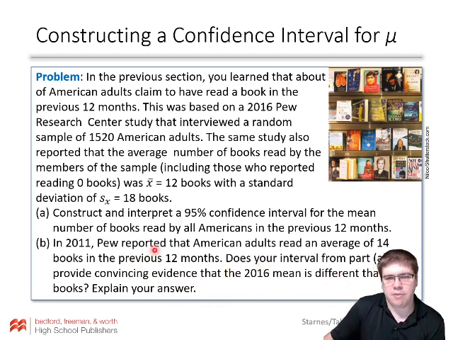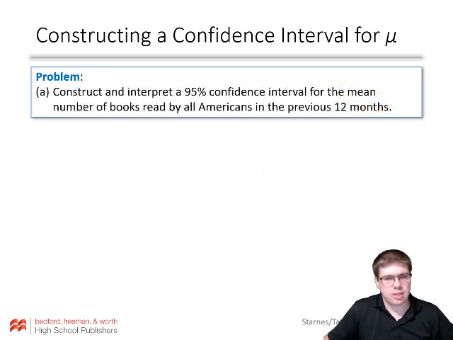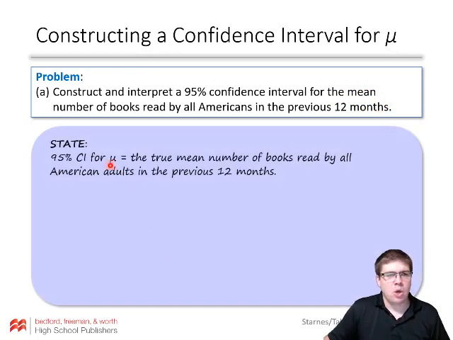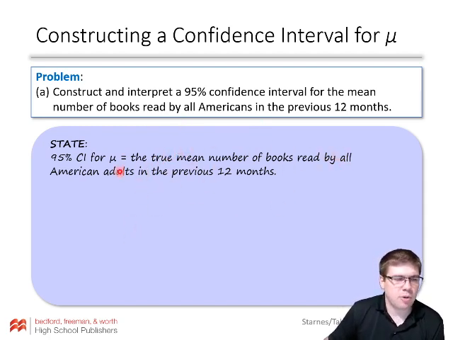So we'll answer that after we construct the interval, which is going to be this long process where we go through state, plan, do, conclude. So let's construct it. State step. We're going to do a 95% confidence interval for mu, where we define the parameter. So we state what our confidence level is and what procedure and what parameter we're going to be estimating: the true mean number of books read by all American adults in the previous 12 months.